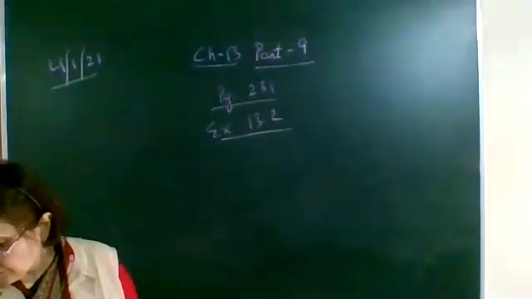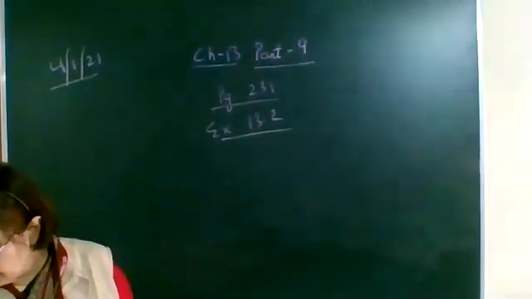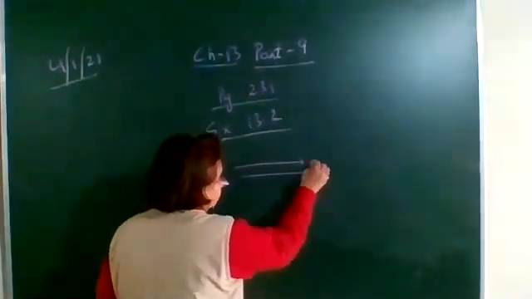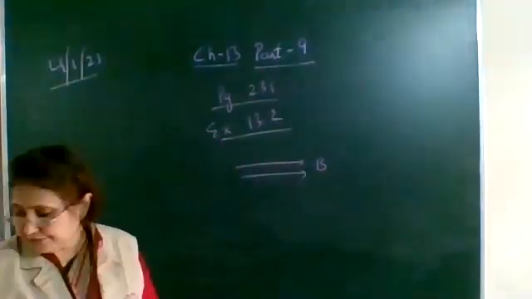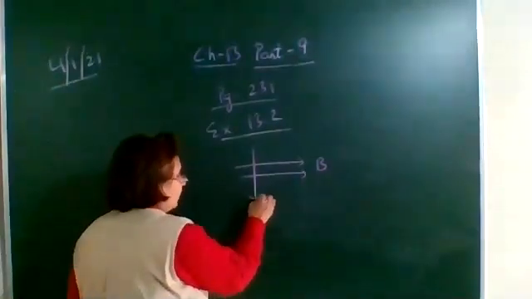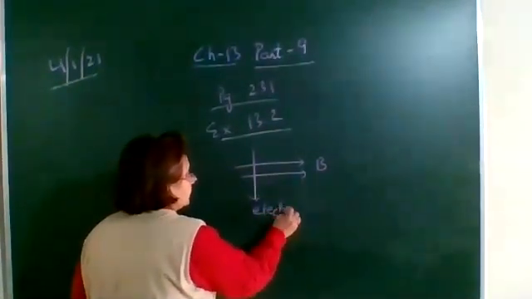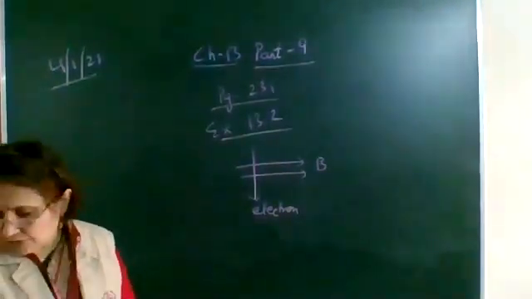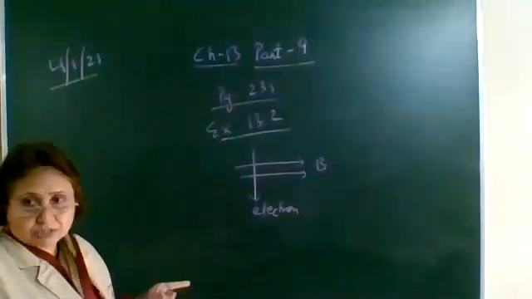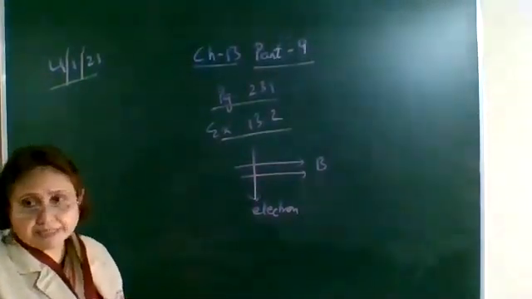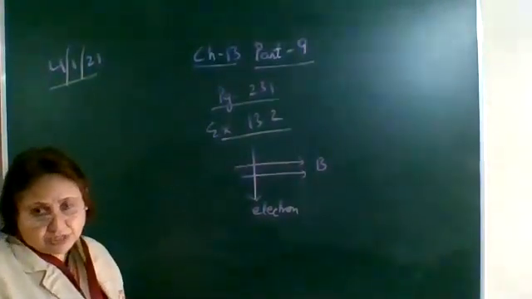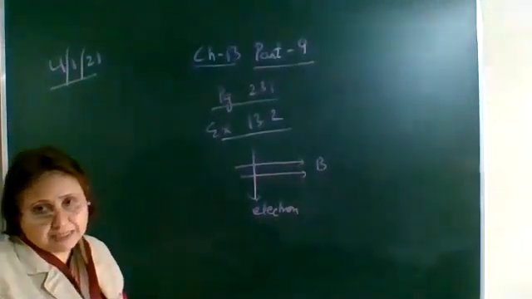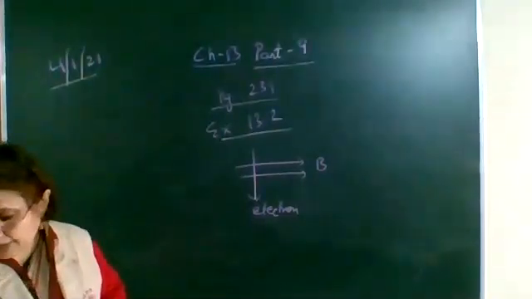Okay, so let's draw the figure. Magnetic field is along this direction. This is the direction of the magnetic field, and the electron is moving in the downward direction. And here we have to find out the direction of the force. So the electron is moving downwards. We know that the conventional direction of the current is opposite to the flow of the electrons. So the current flowing will be in the upward direction.